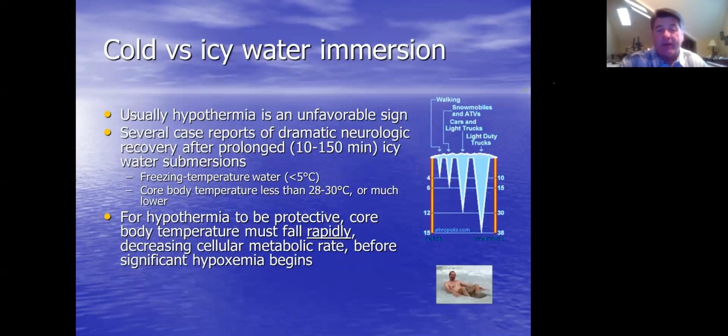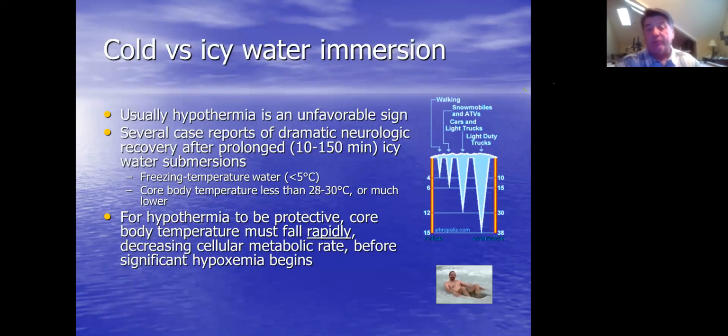Does icy water help? Well, usually hypothermia is an unfavorable sign. So we went 2 or 3 slides back. We said that less than 33 degrees is an unfavorable sign. But there are several anecdotal reports every year where we have recovered after prolonged icy submersion. Every year on Lake Michigan, for example, with ice on the water, some child will walk out onto the ice. They'll take over an hour to find him, and there are anecdotal reports that the child is brought back from essentially death. Those are relatively rare.